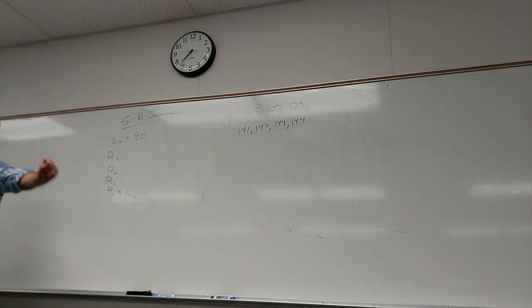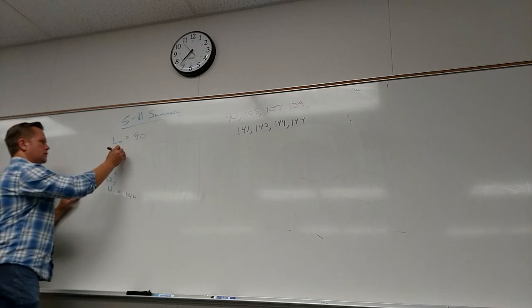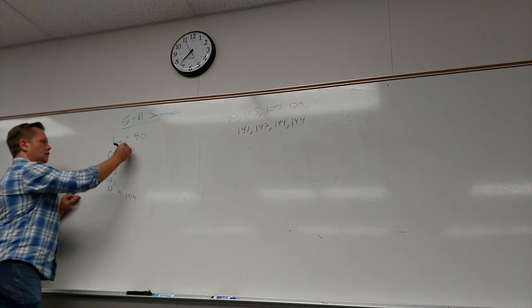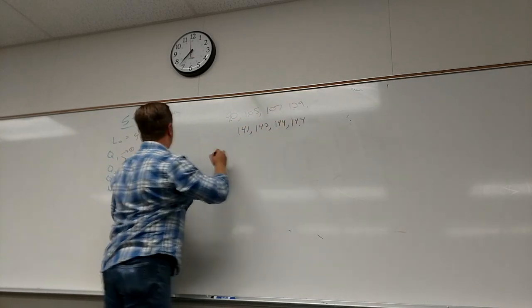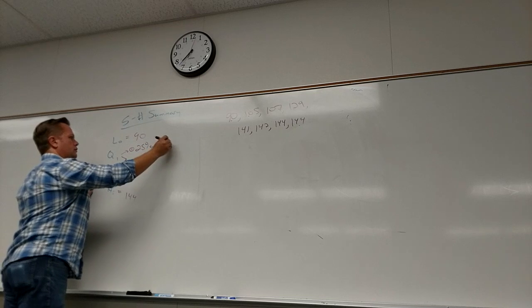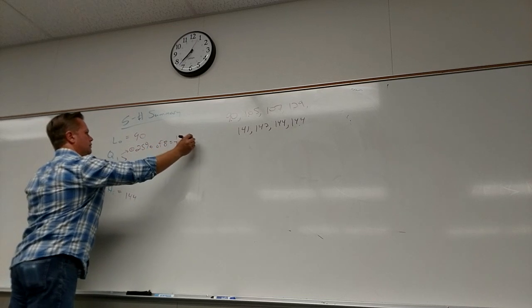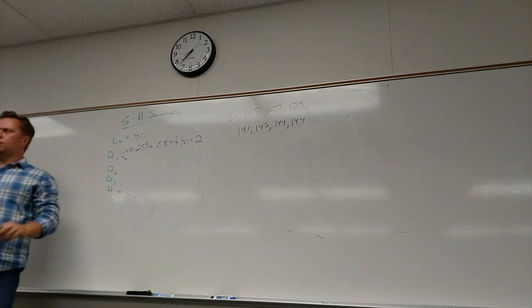What's another name for Q1? The 25th percentile. 25% of the way in. Well, how long is my data? 8. So I take 25% of 8. 1/4 of 8 is 2. What do I do when I get a whole number?